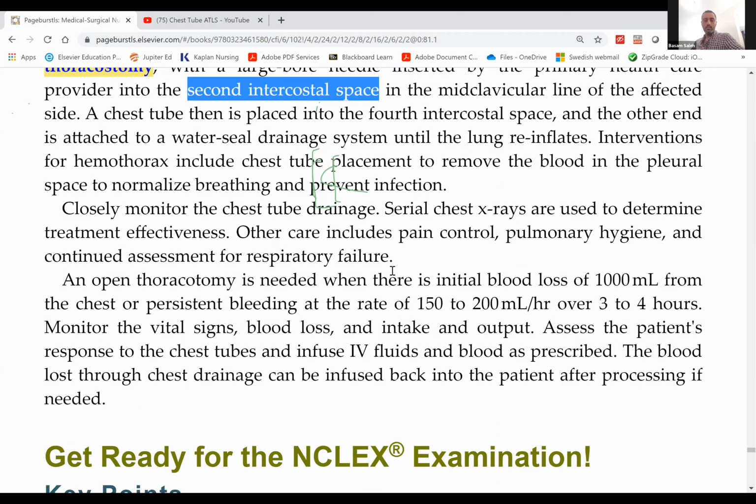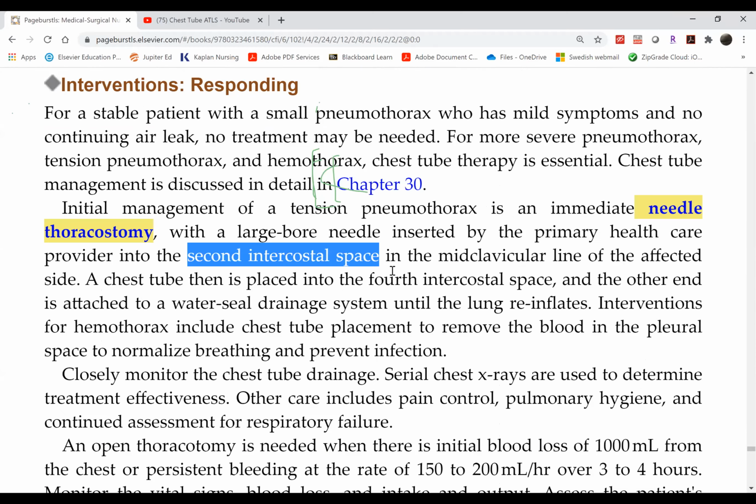Any question? Trauma. All right, let's go to chapter 30.